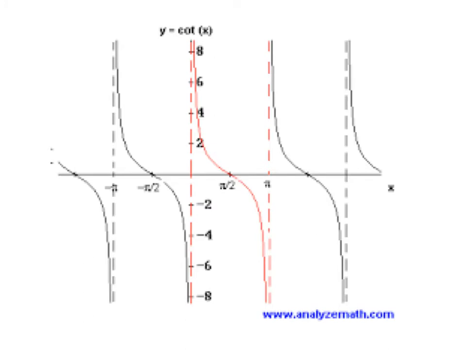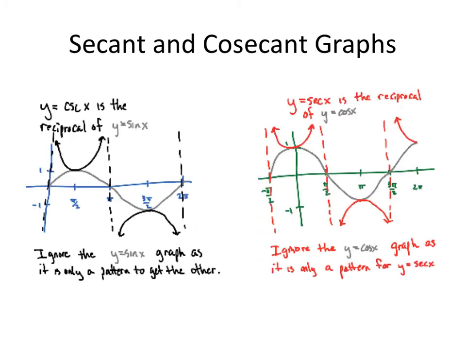If you want to find two successive asymptotes on here, you would set bx minus c equal to 0 and bx minus c equal to pi, and then you can find the basic idea of what's going on in between them. If I want to graph secant and cosecant, I remember their definitions.